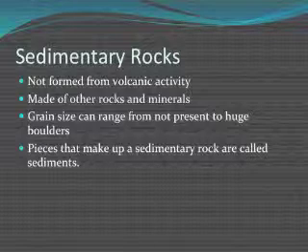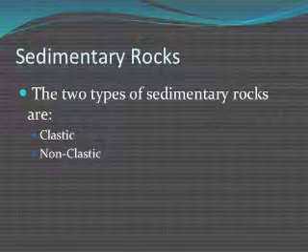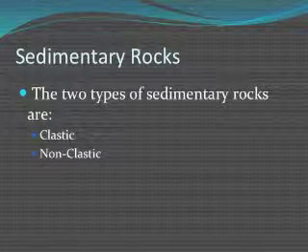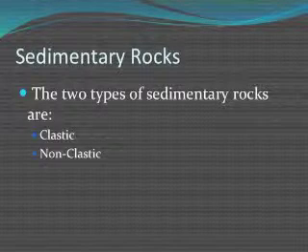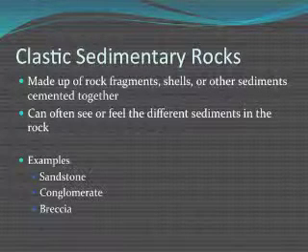The grain size of sedimentary rocks can range from not being present at all to huge boulders. Could be the size of a car. Pieces that make up sedimentary rocks are called the sediments. And there's two primary types of sedimentary rocks. There's clastic and non-clastic. A clastic sedimentary rock is made up of rock fragments, shells, or other sedimentary elements.